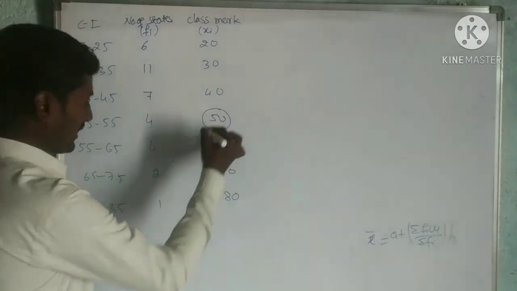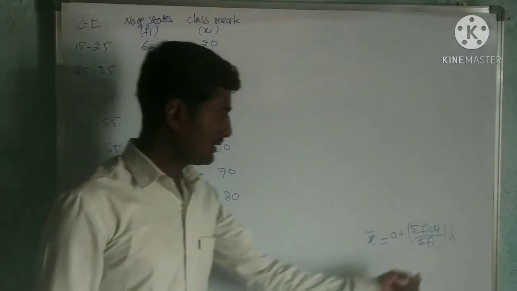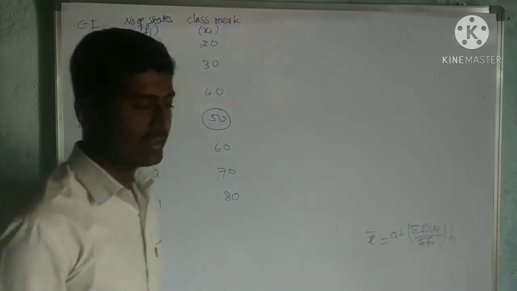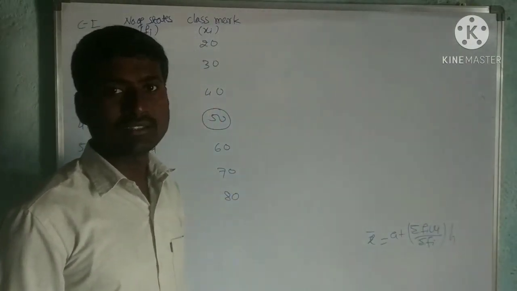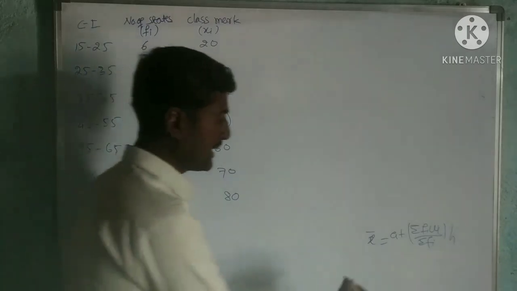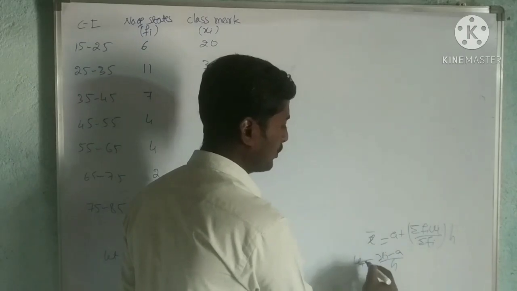So here I have taken A as 50. Now here I want the term Fi into Ui. Fi I already know, Ui I want. Ui is nothing but Xi minus A divided by H. So this is Ui.